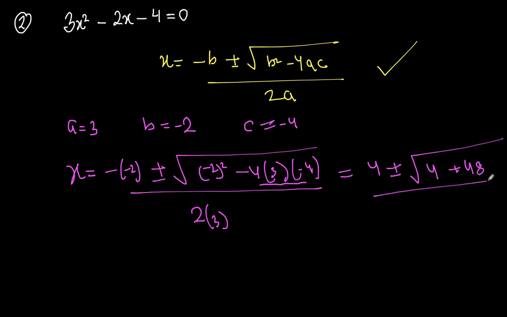48 over 6. Let me check once again. So this is 4, and minus 12 multiplied by 4 is 48. Okay, now we'll simplify a little bit more, then we will get 4 plus or minus the square root of 52 over 6.